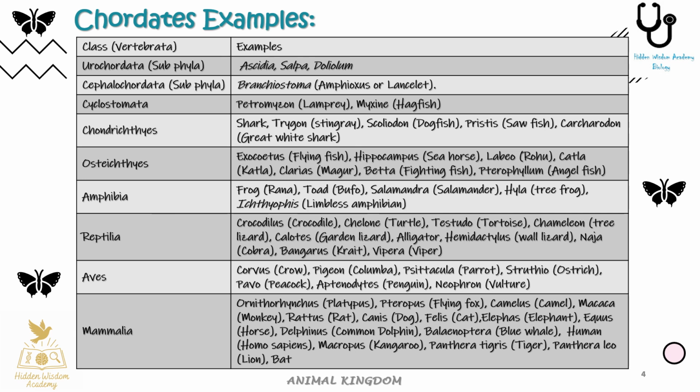Finally, in Mammalia, we have Ornithorhynchus the egg-laying platypus, Pteropus the flying fox, Camelus the camel, Macaca the monkey, Ratus the rat, Canis the dog, Felis the cat, Elephas the elephant, Equus the horse, Delphinus the common dolphin, Balaenoptera the blue whale, Homo sapiens or humans, Macropus the kangaroo, Panthera tigris the tiger, Panthera leo the lion, and even bat.